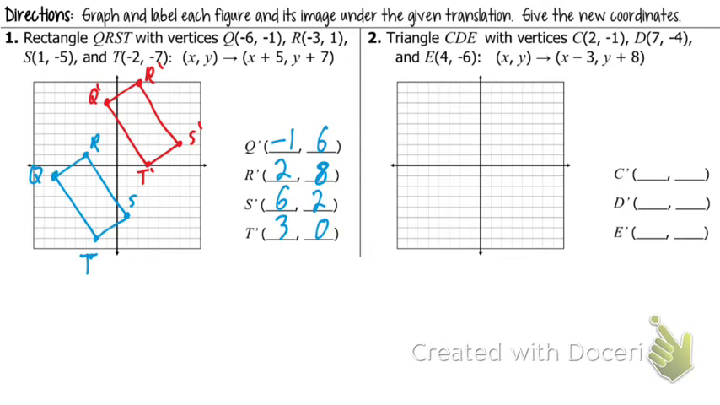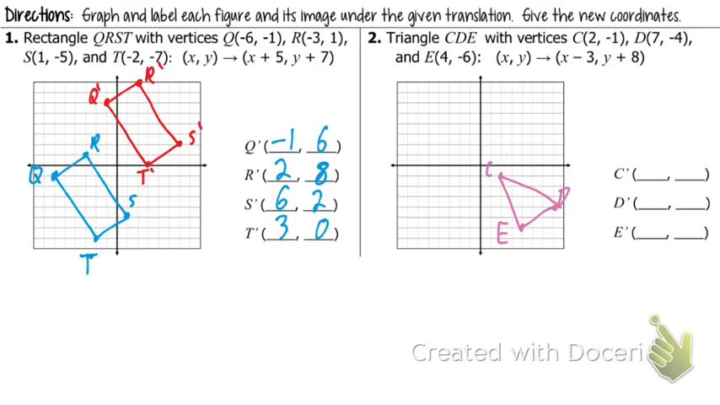Okay? So, C at 2 comma negative 1. D at 7 comma negative 4. Will the shapes ever overlap? Yep. Sometimes. E at 4 comma negative 6. Third time's a charm. Got it that time.